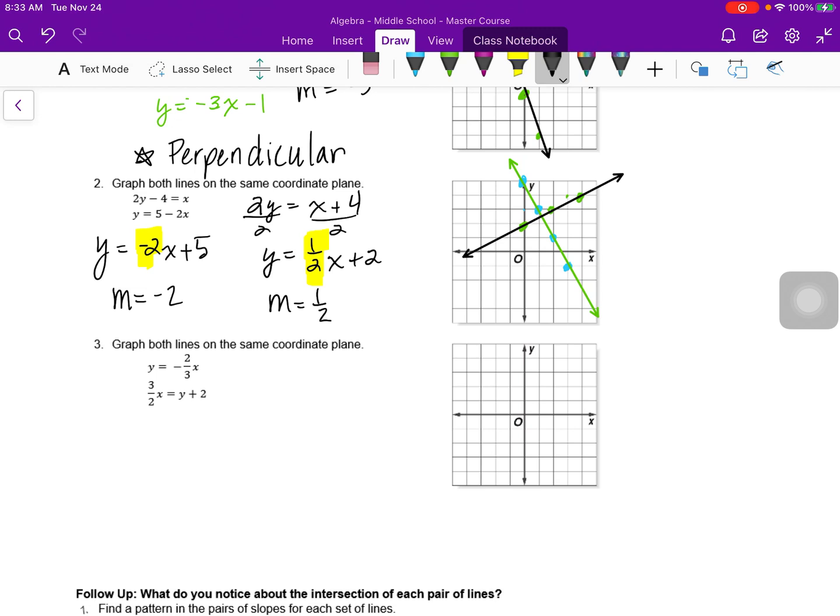And this time, again, the first one is already in slope-intercept form. Remember, this one has a y-intercept of 0. I'm just going to go ahead and start graphing this line. So it has a y-intercept of 0, and it has a slope of -2/3. So down 2 over 3, or up 2 and back 3. And then I'm going to go ahead and grab my line tool and graph this line. That one passes right through the origin.